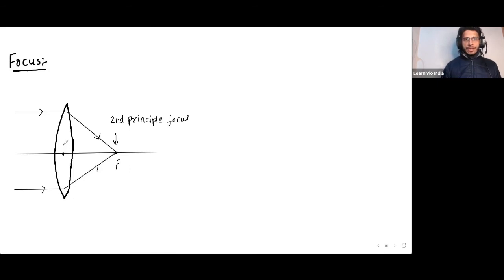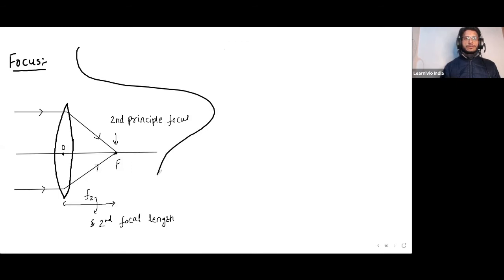See, this is the optical center. The separation between the optical center and the second principal focus is known as the second focal length of the lens, the second principal focal length of the lens. Just like the second principal focus, we also have the first principal focus.